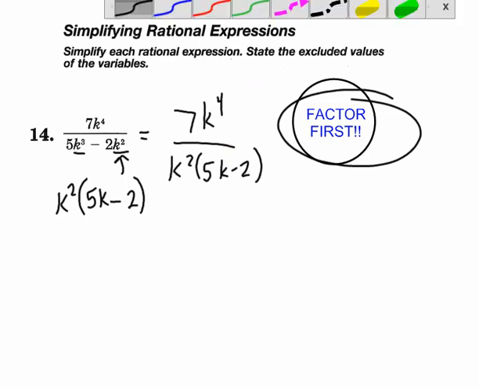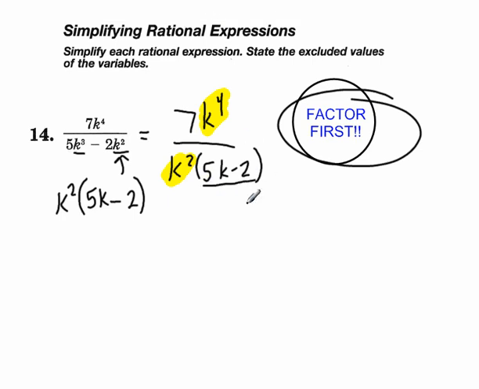Now just to give you a hint, you need to be looking at this and this. You can further reduce that, further simplify it, but you're not going to be able to do anything with this 5k minus 2 or the 7. So there's a hint to help you with 14.